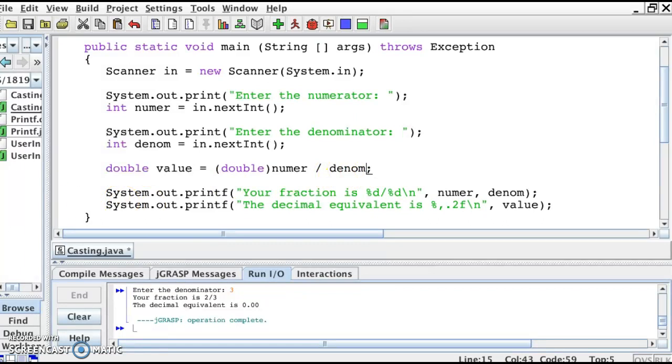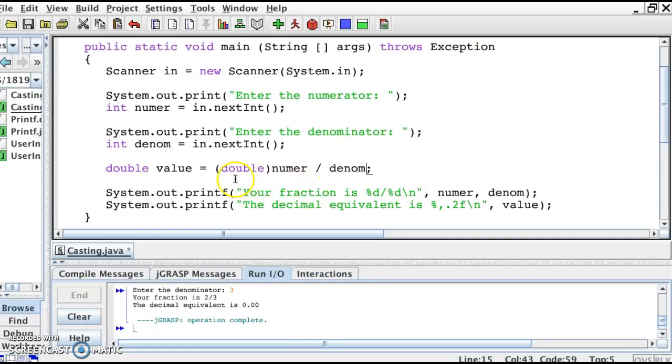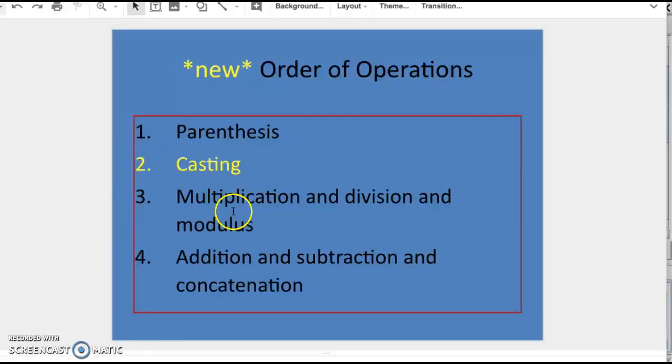Just to show the order of operations, casting happens as soon as parentheses are done. So in our example, this gets cast. That's actually the very first thing to happen, and then it's going to do the division. Then we'll go to multiplication, division, and then any other math operation that's present.